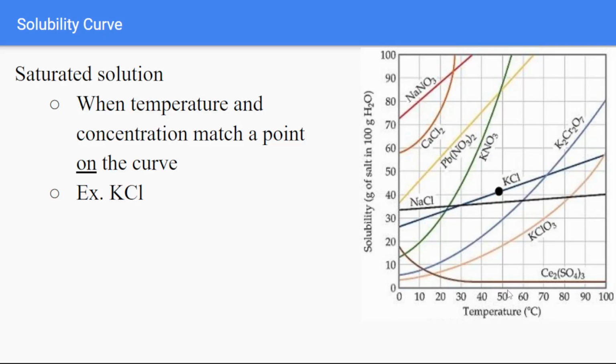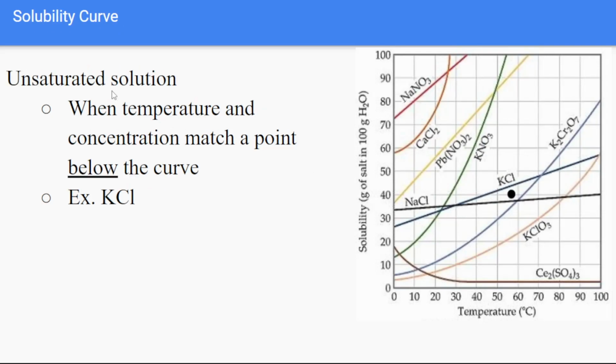So if hypothetically we had 40, maybe 41, 42 grams of potassium chloride at around 49 degrees Celsius, if that amount dissolved, then that means that solution is saturated. If it's right on the curve, if your point is at any point on this curve, that would be saturated. But if it's below the curve, that would be unsaturated. So that means that we could add more solute and it would still dissolve.